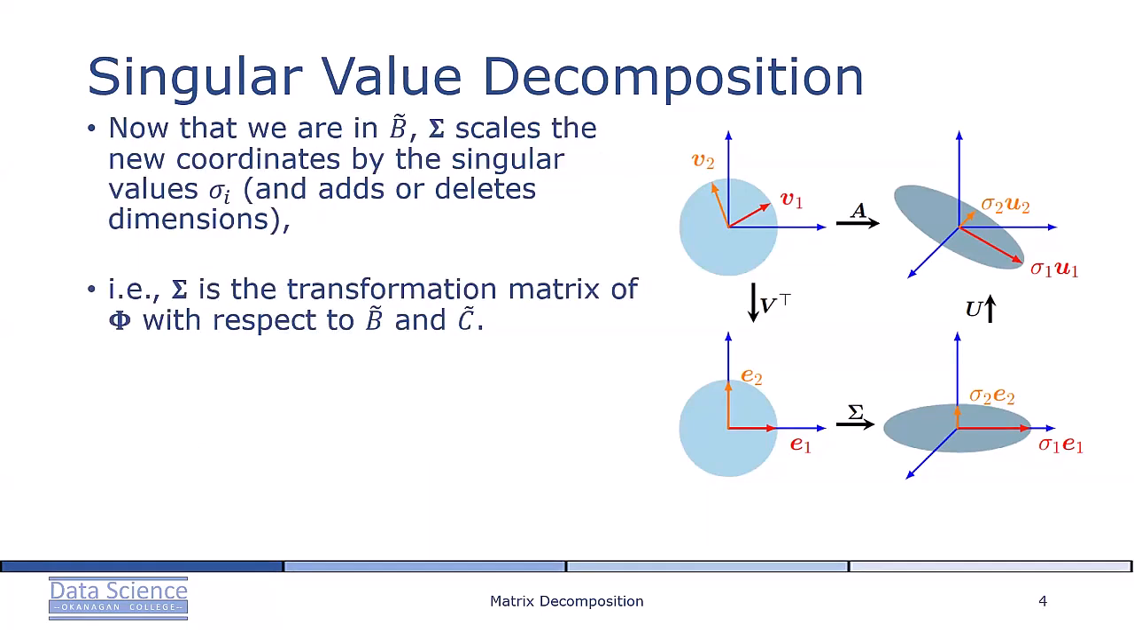Having changed the coordinate system to B tilde, applying sigma now scales the new coordinates by the singular values sigma i and adds or deletes dimensions. That is, sigma is the transformation matrix of phi with respect to B tilde and C tilde, represented by the red and orange vectors being stretched and lying in the E1, E2 plane, which is now embedded in a third dimension in the bottom right of the figure.